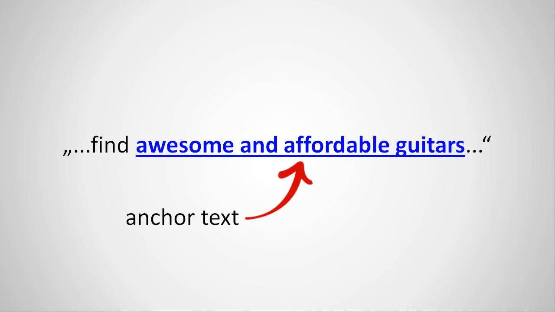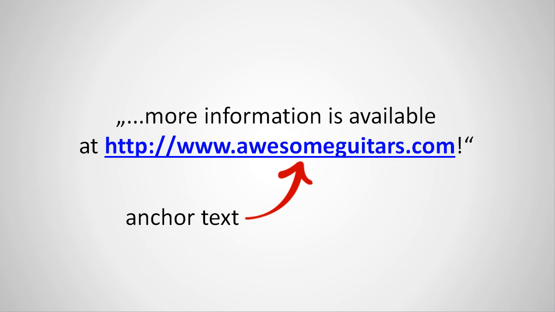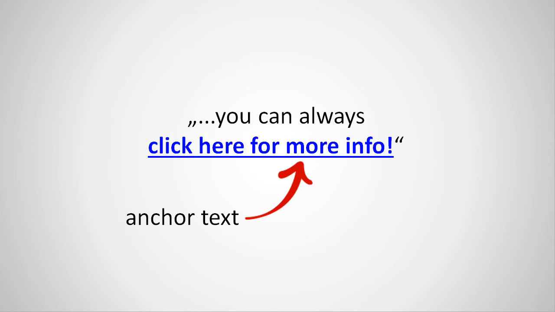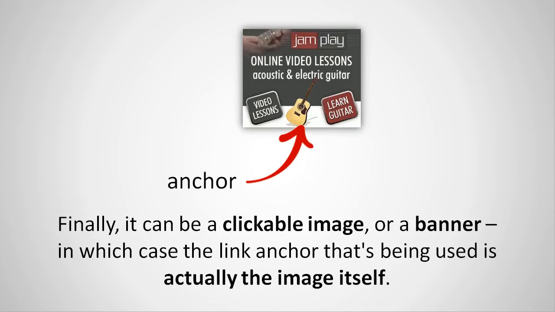Look, say you've got a website on guitars. Some other websites could be linking to you with a link that says awesome and affordable guitars. In this case, this is a normal text link, and the anchor text of this link is awesome and affordable guitars. It's the clickable part. If your link looks like this, then the anchor text is http://www.awesomeguitars.com. Or if it looks like this, the anchor text is click here for more info. Finally, it can just be a clickable image or a banner, in which case the link anchor that's being used is actually the image itself.